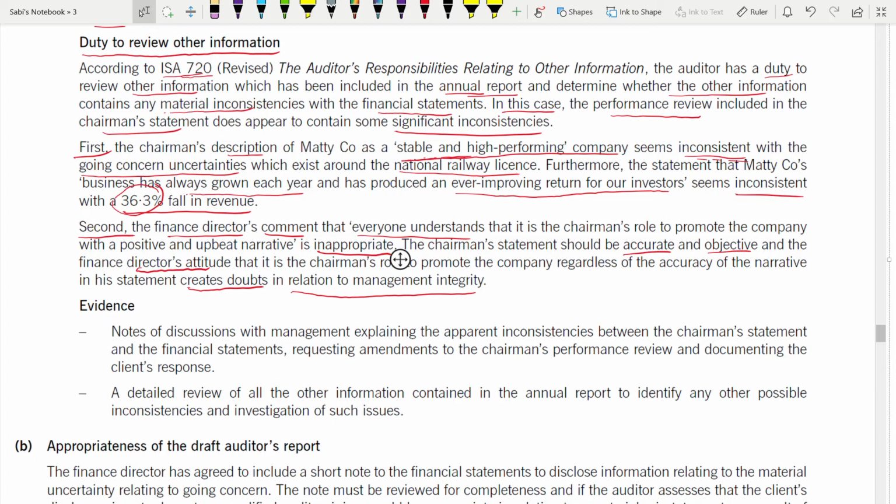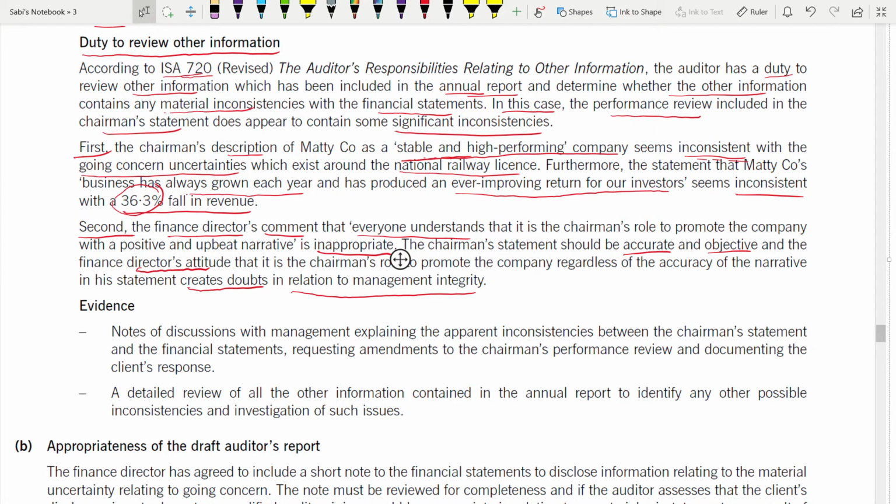Because if they can comment saying that you have to show that you're a positive company, you have to promote your company as positive, that means you're hiding the true picture. So this shows about your integrity, right? It's a question to the management's integrity. So that's it for requirement A. We have finished all the three components, matters, issues, and the evidences.